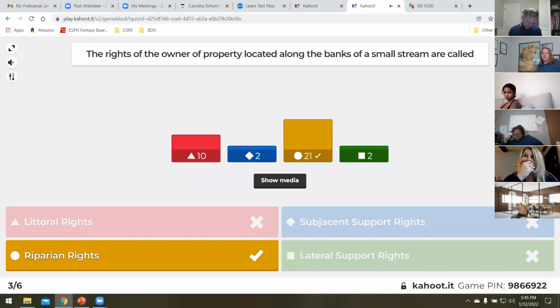The rights of the owner of property located along the banks of a small stream are riparian rights. We got it down to 2, right? It's either littoral rights or riparian rights. Both are water rights. Riparian rights are for bodies of water without a tide. Littoral rights are for bodies of water with a tide. So small streams are not going to have a tide. So we're talking about our riparian rights. Questions on this one?